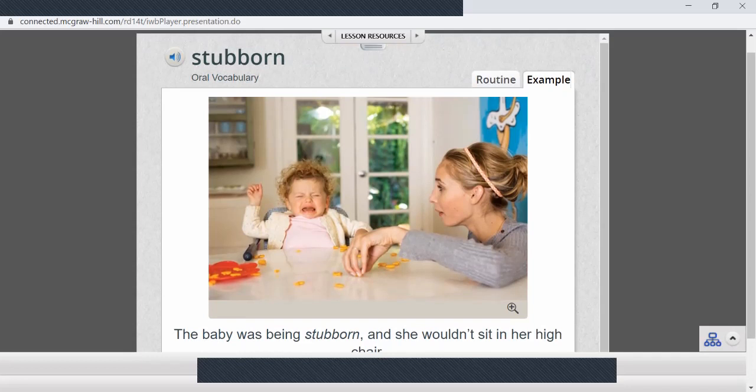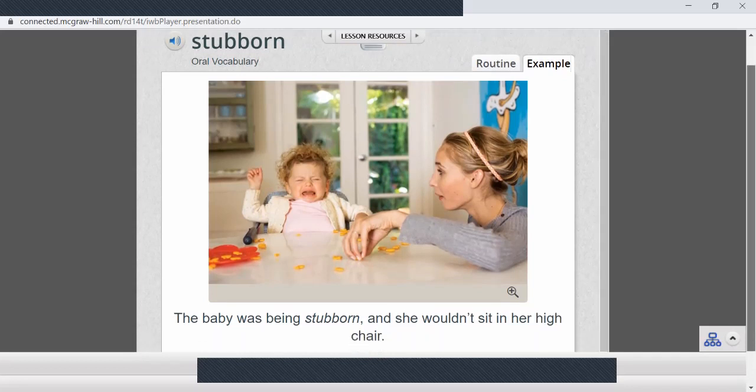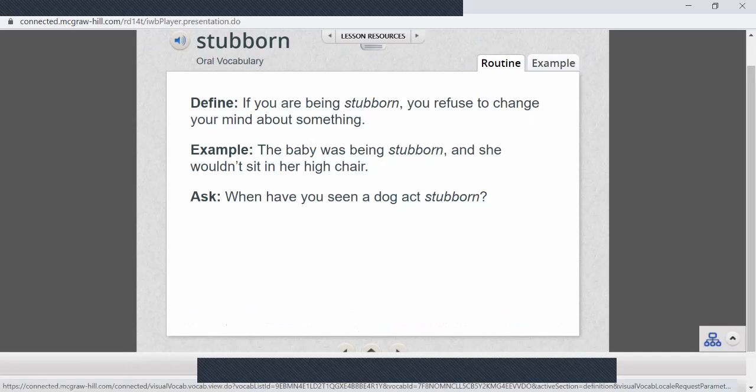Stubborn. The baby was being stubborn and she wouldn't sit in her high chair. If you are being stubborn, you refuse to change your mind about something. Stubborn.